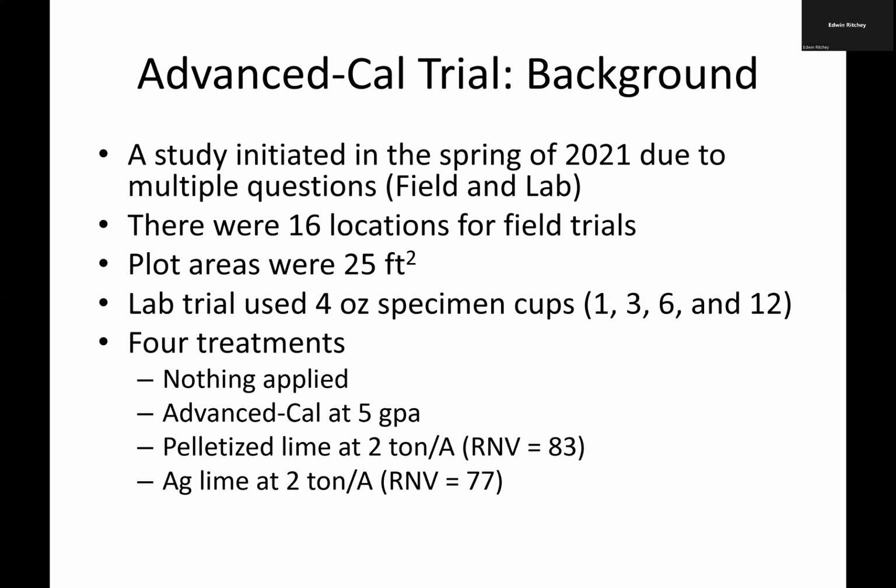And then we used ag lime with the same rate, an RNV of 77. So the pelletized lime and the ag lime were going down at the same effective rate. Just a little bit more ag lime needed to be added. And here's a breakdown of the sites.